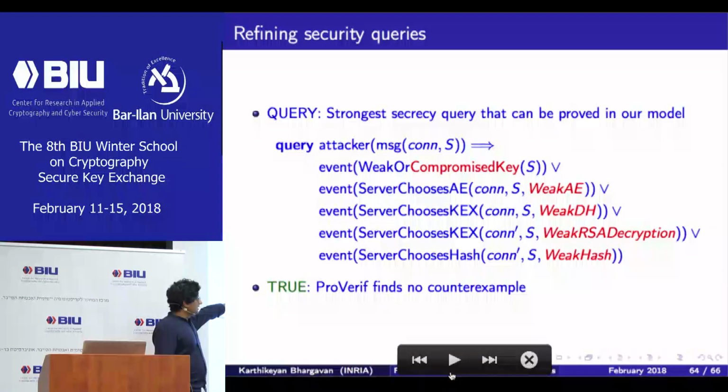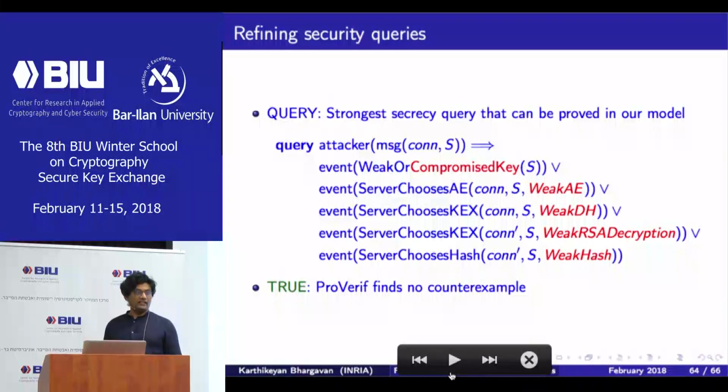Okay? Either the server's key was compromised, or the AE algorithm you used was weak, or the Diffie-Hellman group was weak, or the server used weak RSA decryption with the same private key. By weak RSA decryption, we mean something that is vulnerable to, say, Bleichenbacher, or the server uses a weak hash function. And if you say that these are the only cases, then ProVerif will say, yes, that is true.